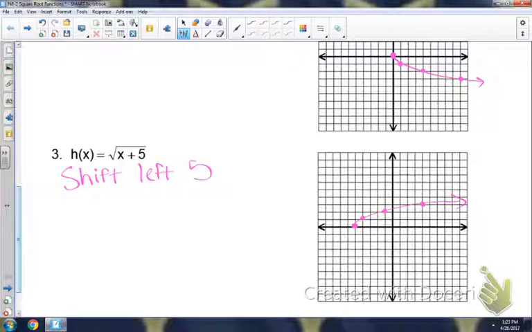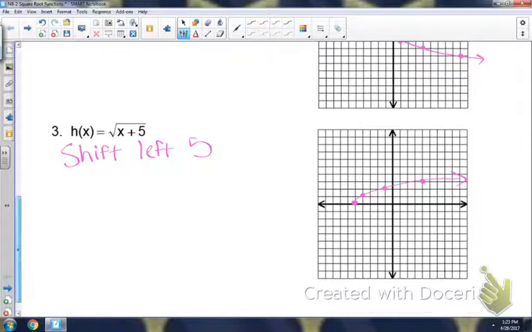So our transformations stay the same no matter what type of function we're looking at. It's still shifting the same way, it's still reflecting, it's still stretching, shrinking the same way. Okay, it's just a different function that we're having to translate.